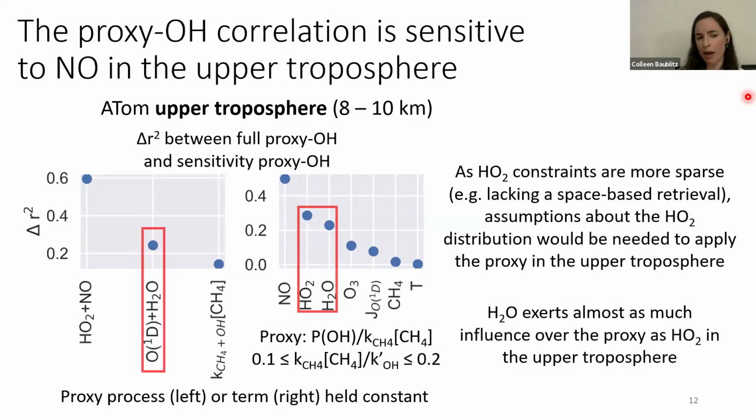And then from there, I was somewhat surprised that it turns out water vapor exerts almost as much influence over the proxy as HO2 in the upper troposphere. That was kind of surprising to me, and I think goes to reinforce the takeaway from the last few slides looking at the full troposphere, showing this rather broad sensitivity of the proxy OH relationship to water vapor.